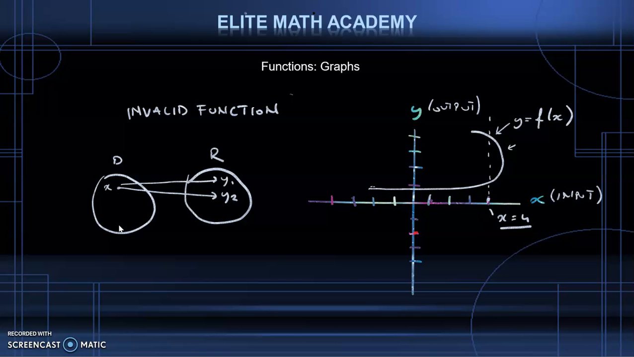For x = 4, it looks like we have two values. I'm going to choose a different color. For x = 4, it looks like we have two values that correspond to the output. And this graph breaks this rule when it is one from the domain to many, which is the range. That is why this is an invalid function.